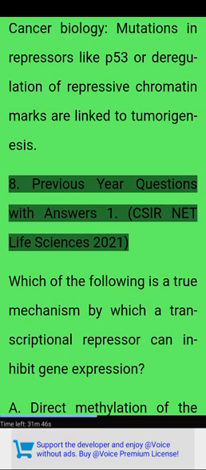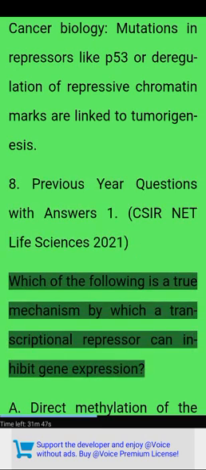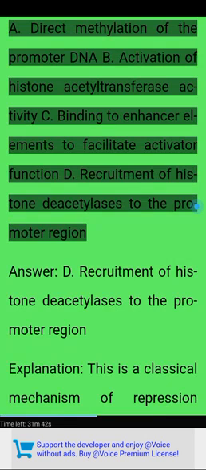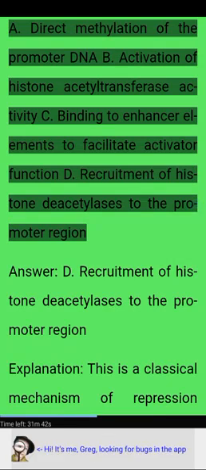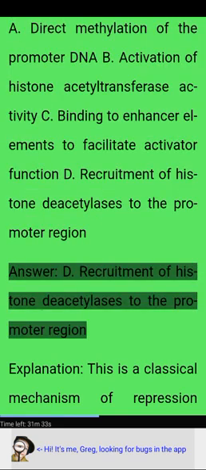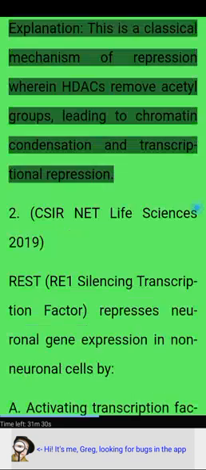1. CSIR Net Life Sciences 2021. Which of the following is a true mechanism by which a transcriptional repressor can inhibit gene expression? A, direct methylation of the promoter DNA. B, activation of histone acetyltransferase activity. C, binding to enhancer elements to facilitate activator function. D, recruitment of histone deacetylases to the promoter region. Answer. D, recruitment of histone deacetylases to the promoter region. Explanation. This is a classical mechanism of repression wherein HDACs remove acetyl groups, leading to chromatin condensation and transcriptional repression.